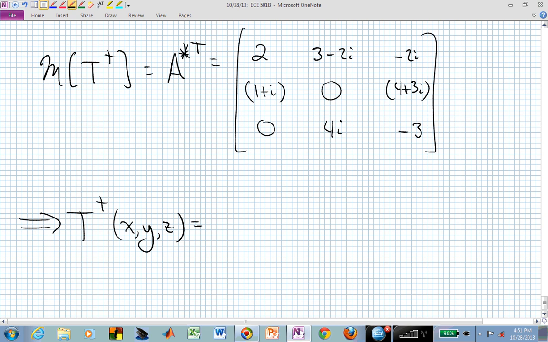Now, do you know how to build that? What's the first coordinate? Now you just pull off these entries in the appropriate manner, meaning now we have 2x plus 3 minus 2iy minus 2iz, and that's the first entry, or the first coordinate, in that linear map which is representing the adjoint of T. So now we have 2x plus 3 minus 2iy minus 2iz.